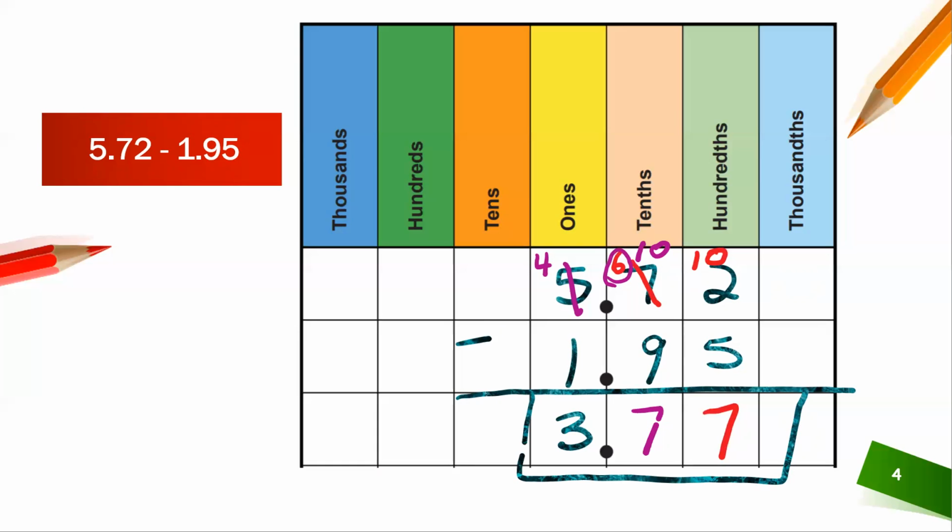if there would be 10 of those, right? That's how it works in base 10. And that is it.